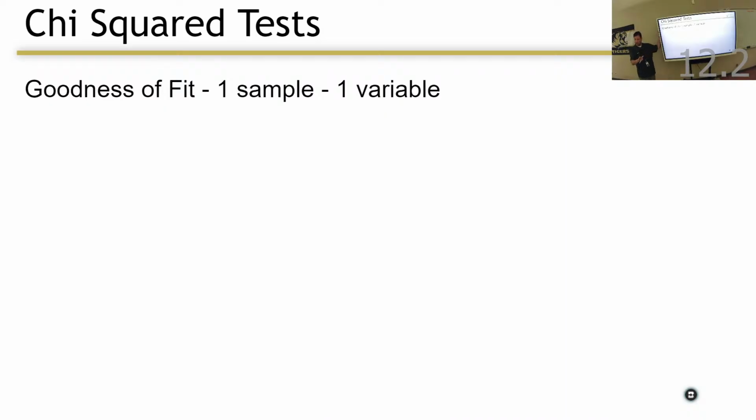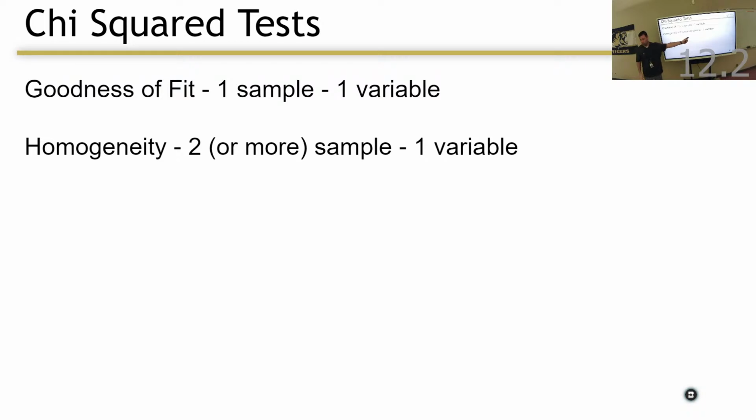I'm going to give you some hints today. This is a big one, right? If it's one sample and one variable, it's the GOF. Most students don't get confused with the GOF and the other two because of the way they look. One variable, one sample, okay?